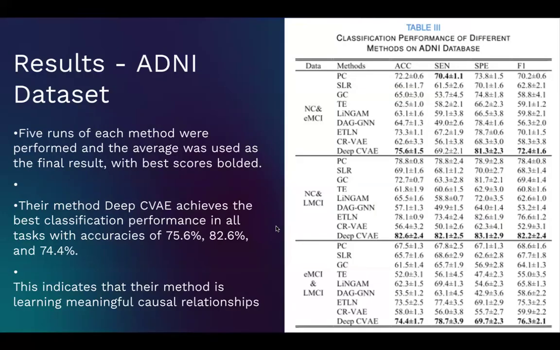So it looks like each one of these methods, the average was used as the final result, and they did 5 runs of each method, and the best scores are available here. So it looks like their method, which is this CVAE, achieves the best classification performance in all the tasks with accuracies of 75.6, 82.6, and 74.4. So this is kind of indicating that their method is learning some kind of meaningful causal relationships.